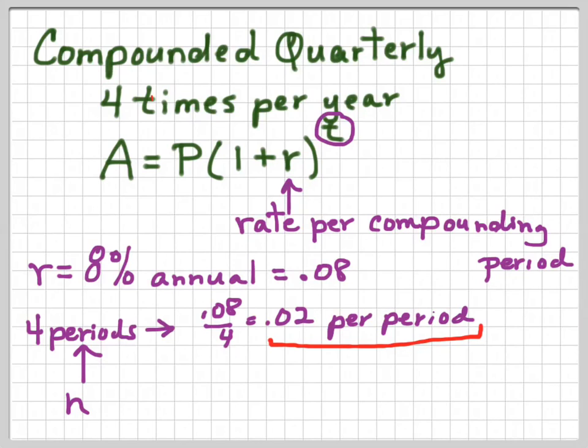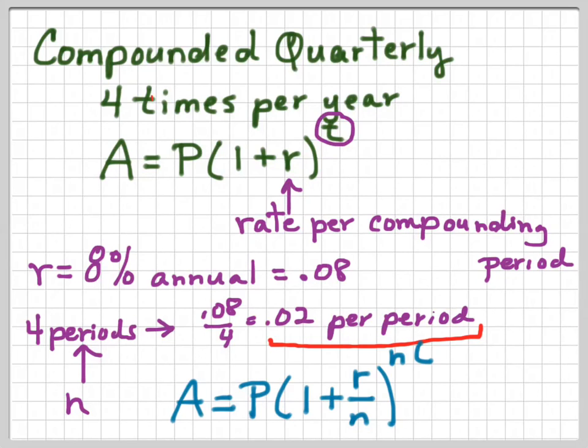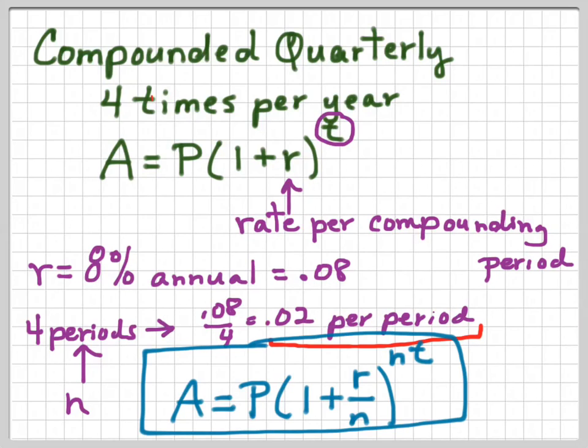And we're going to let the number of periods be n. So we finally have A equals P times (1 plus R over n) raised to the n times T power. And that is the general formula for compounding, no matter what your compounding is. If your compounding would be monthly, then n would be 12. If it's daily, n would be approximately 365.